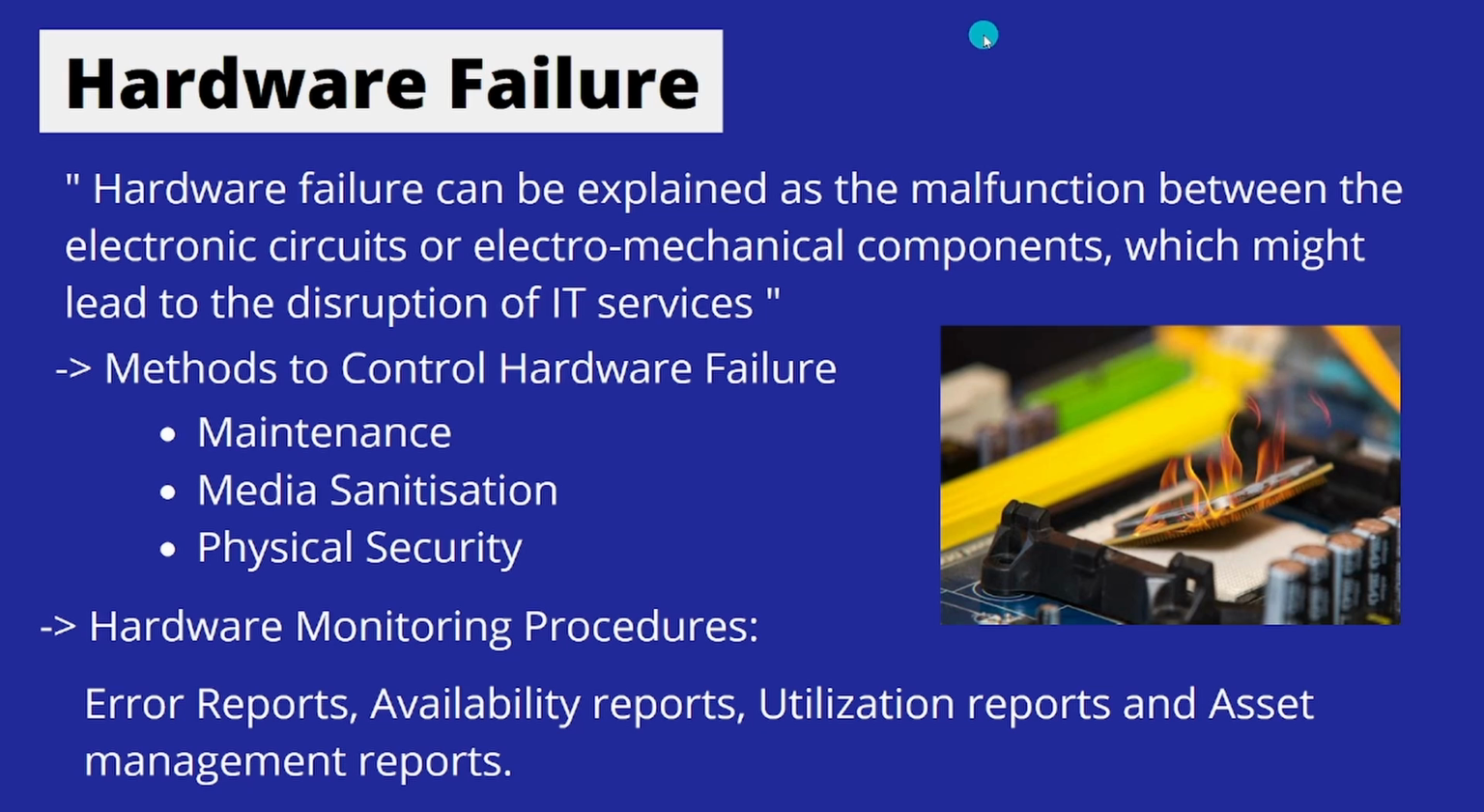Hardware failure. Hardware failure can be explained as the malfunction of electronic circuits or electromechanical components, which might lead to the disruption of IT services. It happens when the hardware components fail. There are methods to control hardware failure. First one being maintenance. When the servers have been running for too long, give them a break, check on the parts, and see if they need any replacements. And then next, it's media sanitization. And lastly, it's physical security. Make sure no threat actor is able to sabotage the IT infrastructure.